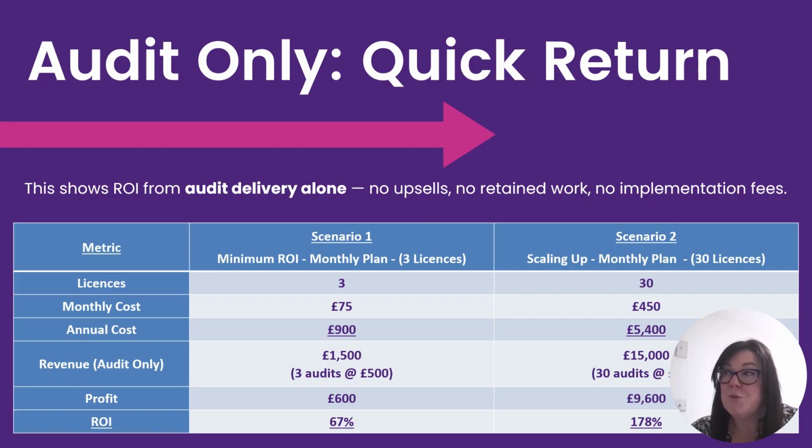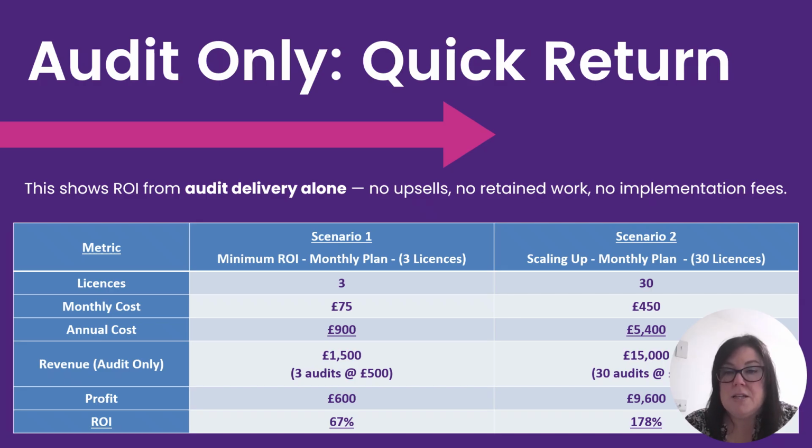From piloting it with HR consultants, we're talking generally 1 hour, 1.5 hours per audit to go through the radiograph, the HR risk report, and the action plan with the client. So it's really low effort, no heavy compliance work. And even at just 3 clients, you can see here, you're already in profit. So scenario 1: 3 licenses, monthly plan, so £25 per license, £75 a month for 3 licenses, costing £900 a year. You charge £500 per audit, and you've made a profit of £600 for about 3 hours work.